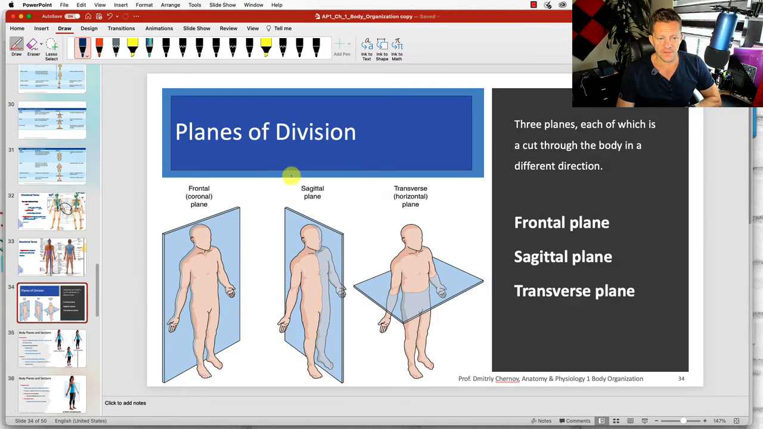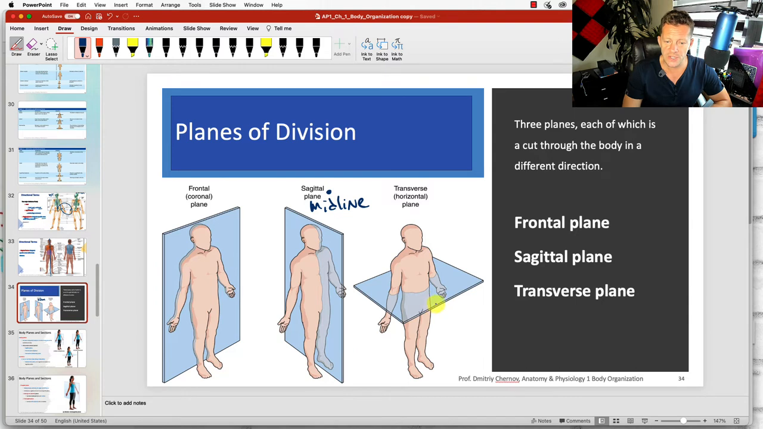So, planes of division. Sagittal plane, it is a midline. The midline, right, separates a body into left and right sides, in two halves. Another name for that is a sagittal line, or there is another name, mid sagittal line, mid sagittal plane.